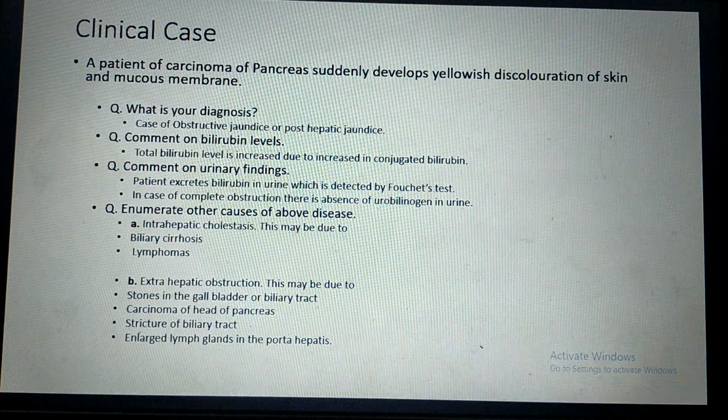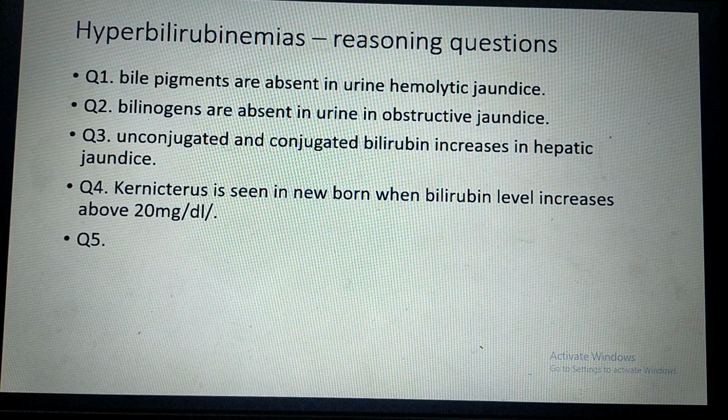These are some reasoning questions. Bile pigments are absent in urine in hemolytic jaundice. The reason is, in hemolytic jaundice, the main type of bilirubin increase is usually unconjugated type. Unconjugated bilirubin is insoluble in water, therefore it is not excreted into the urine.